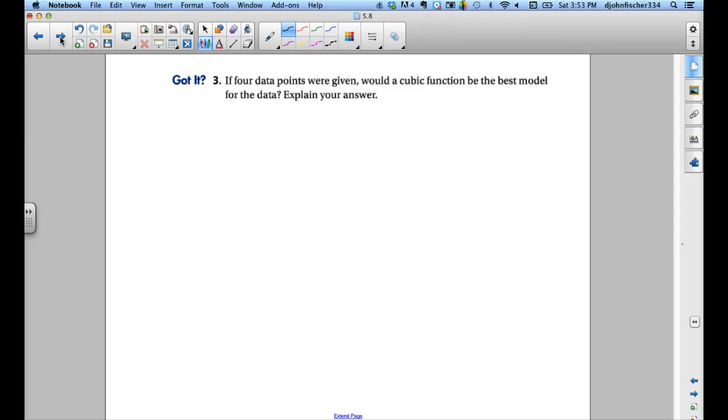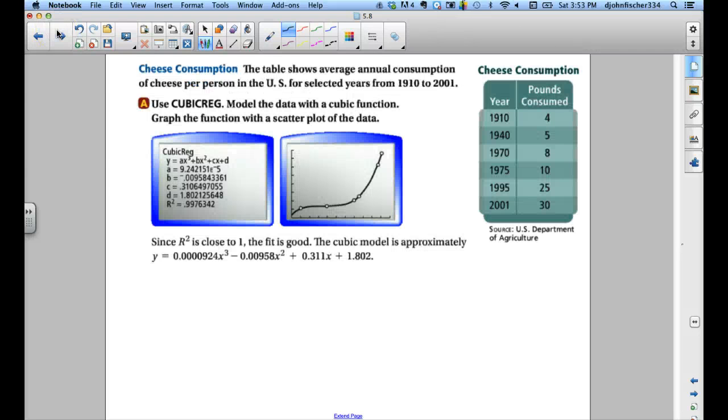If 4 data points were given, would a cubic function be the best model for the data? Yes, it would be, because one less than the number of points is going to give you one of the better fits of the data. Always one less than the number of points, following that theorem we have.